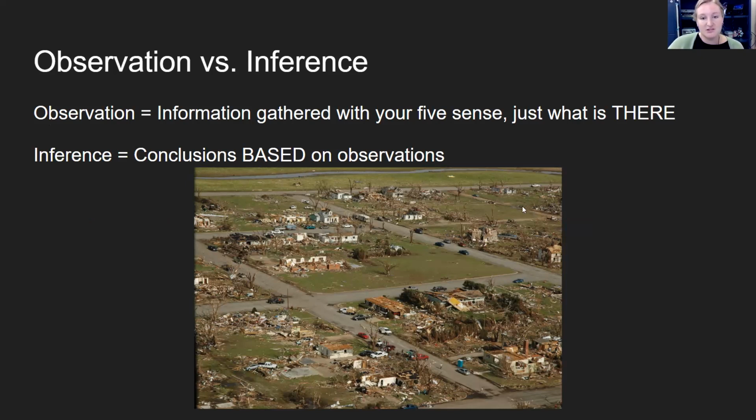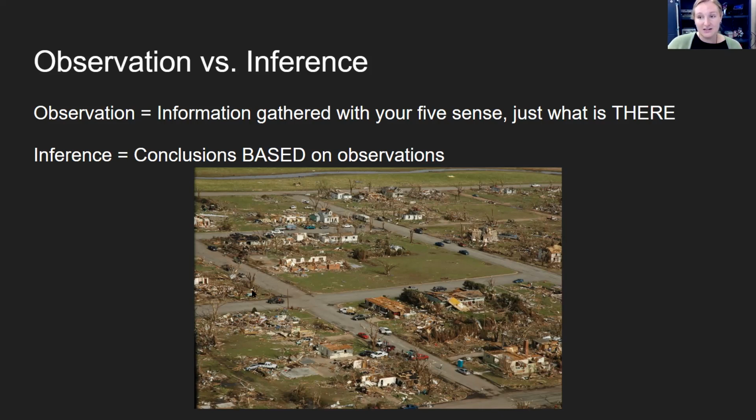So I use this picture as an example. So some observations I could make for this picture are, there are destroyed houses. The trees do not have any leaves on them. There are no people around. Those are some observations that I could make about this picture. Notice I'm just describing what's there.